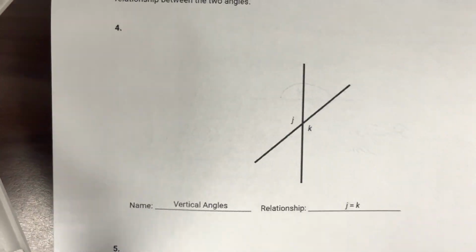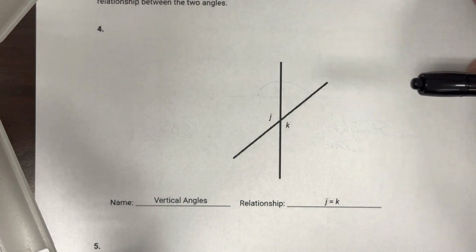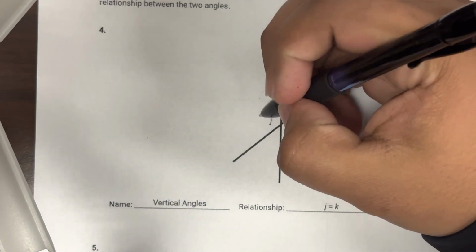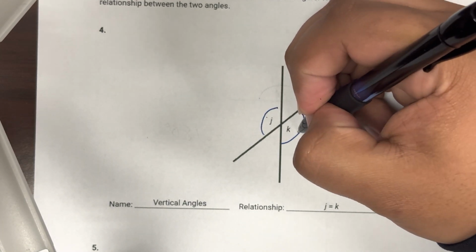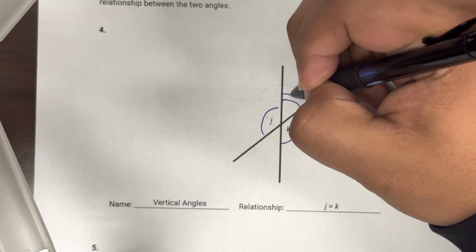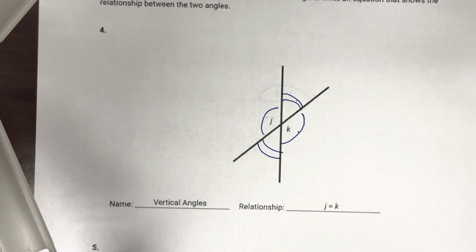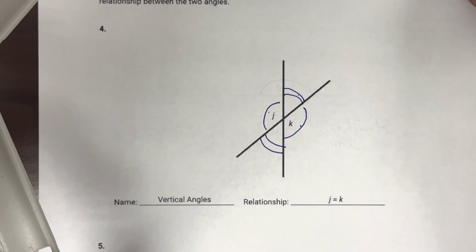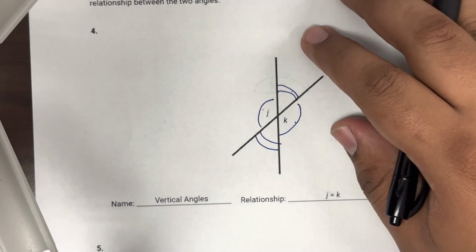Moving on. Oh, it's right there, speak of what we were just talking about. The name is vertical angles, which are my congruent angles. Don't forget, because these are congruent, these other angles will also be congruent. Again, my markings are just to indicate which ones I know are congruent and not congruent. Moving on.